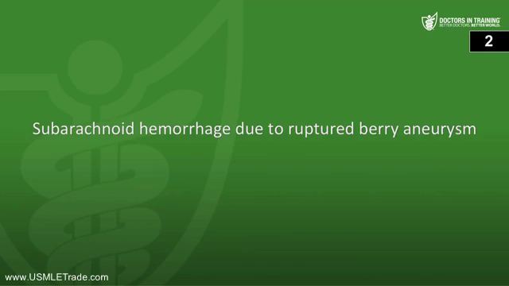So this is a classic presentation for subarachnoid hemorrhage due to a ruptured berry aneurysm. Remember that the vascular type of Ehlers-Danlos syndrome is associated with berry aneurysms.